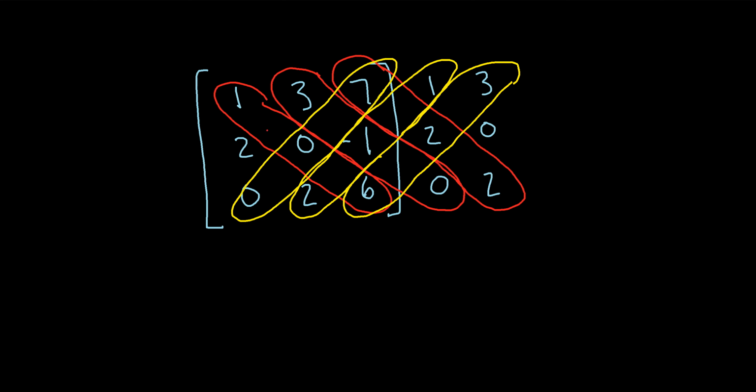Okay, so if we do that, we get 1 times 0 times 6, that's 0. So we'll say 0 plus 3 times -1 times 0, that's also 0. Plus 7 times 2 is 14, times 2 is 28. So we have all of that minus 6 times 2 is 12, times 3 is 36. So we have 36 plus 1 times -1 is -1, times 2 is -2. And then 0 times 0 times 7 is 0, so we have plus 0.